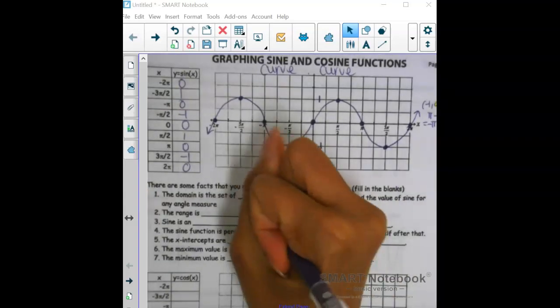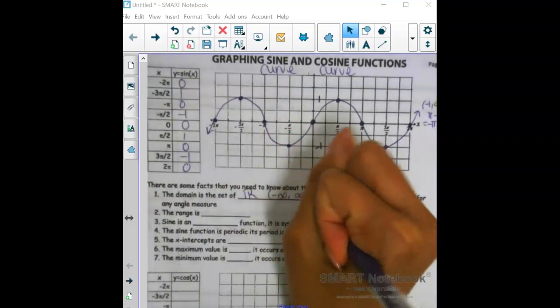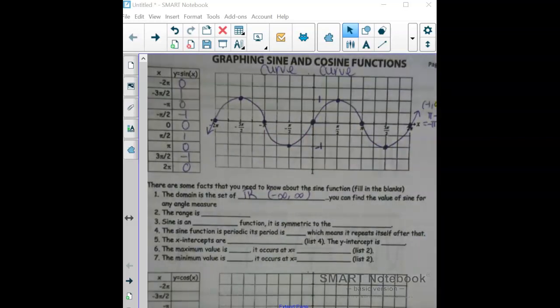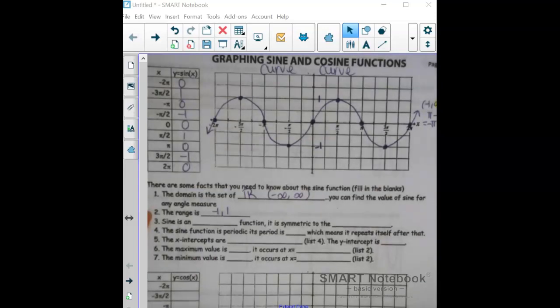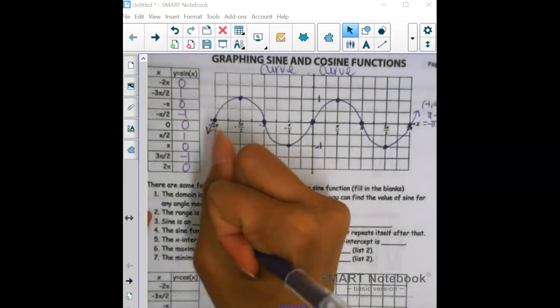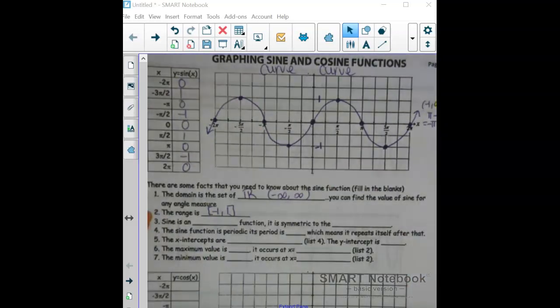So Jorge, what is the domain for this purple graph? All real numbers, perfect. We could also write that from negative infinity to positive infinity, but yes, all real numbers is perfect. What's the range, Jorge? -1 to 1. And are those inclusive or excluded? Sorry, included. So included or not included? I feel like that's inclusive too.